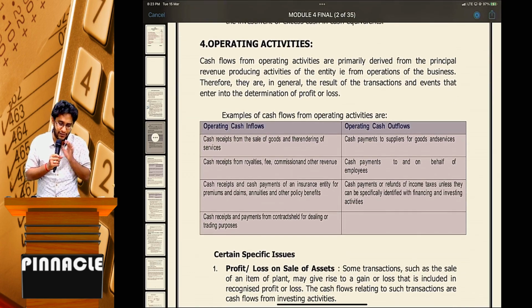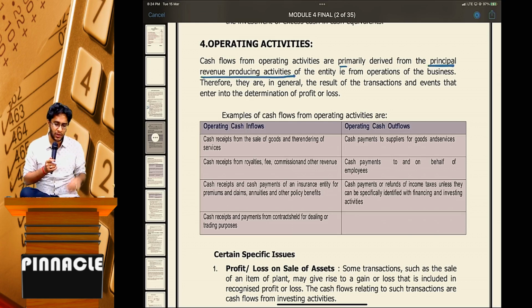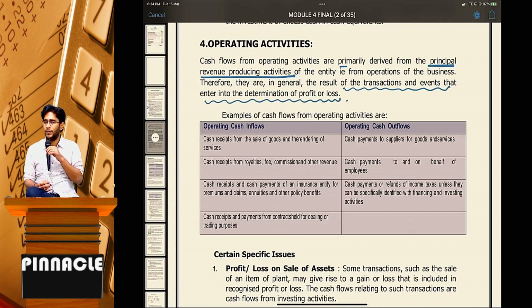Now, the formal definition of operating activities, sir. In the standard, Ind AS 7 defines these as cash flows from operating activities that are primarily derived from the principal revenue producing activities. Therefore, they are in general the result of the transactions and events that enter into the determination of profit or loss. So not all P&L items are operating in general, because interest expense is there. That is considered part of determining profit or loss. Is it an operating item? No, no. So in general he is telling.